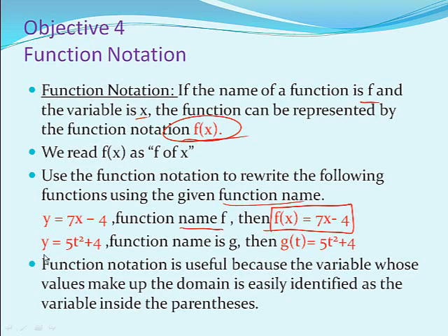So if we are given y = 5t² + 4 and the function name is g, then we can write the function using function notation as g(t) = 5t² + 4. Notice the variable here is t. Function notation is useful because the variable whose values make up the domain is easily identified as the variable inside the parentheses.